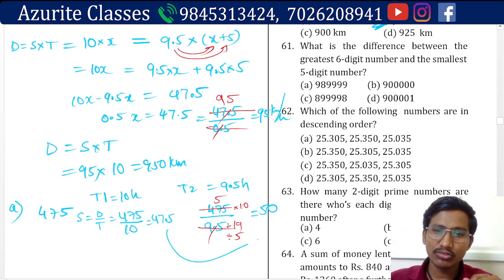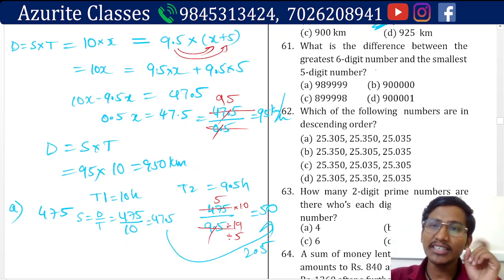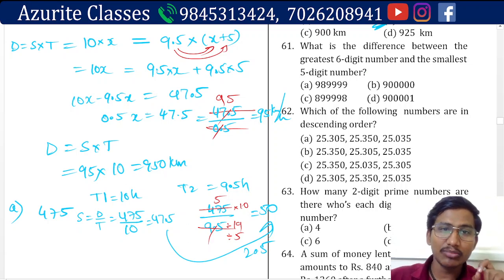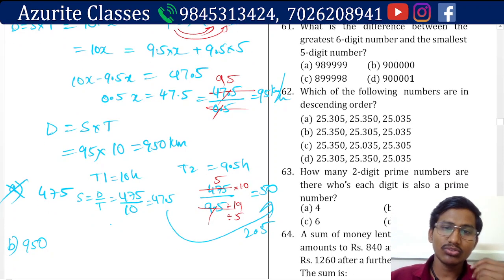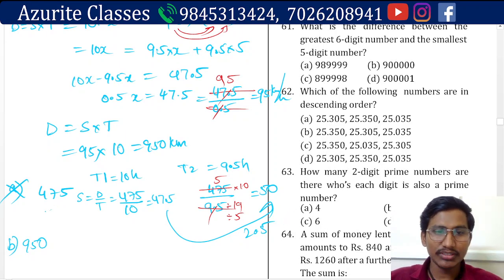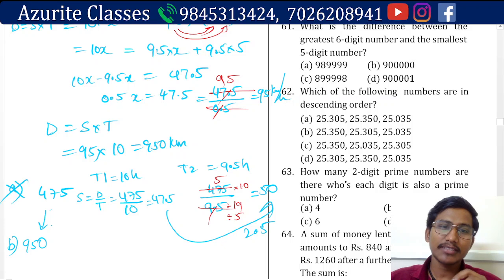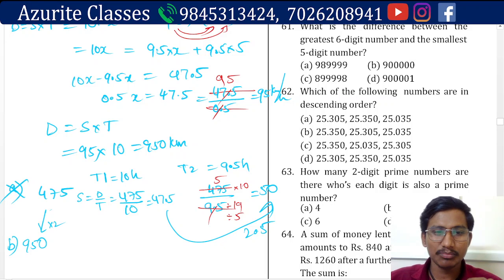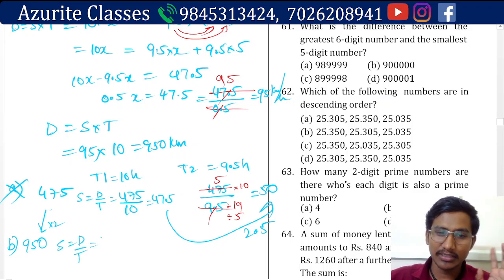The difference is 2.5. But they are telling the speed increased by 5 kilometers. So that is why option A will not come. If you do the same thing for option B, that is 950, you will get the answer. The difference here is 2.5, so if you double it, 475 doubled is 950. You can do that, or you can go with speed equal to distance by time, that is 950 divided by 10, 95 speed.